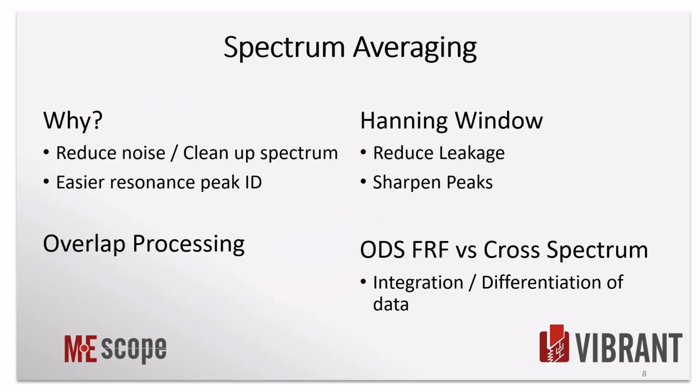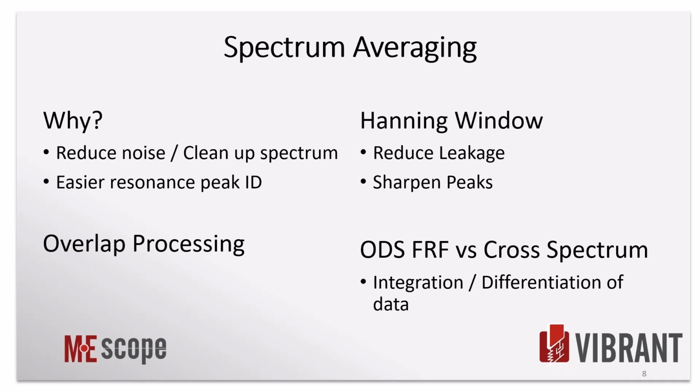Other things we can do. We talked about spectrum averaging. Really the best way to clean up a signal, just using the data that's in there, obviously. We reduce the noise and clean up the spectrum. Obviously it's easier for resonant peak identification in structures, and also specifically for rotating reciprocating machinery, and it cleans it up.